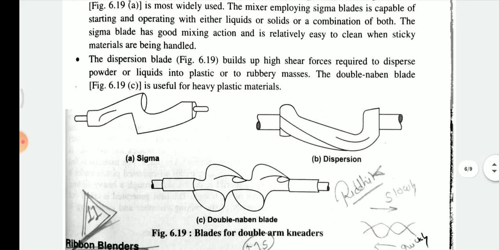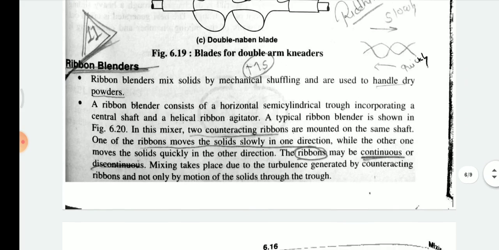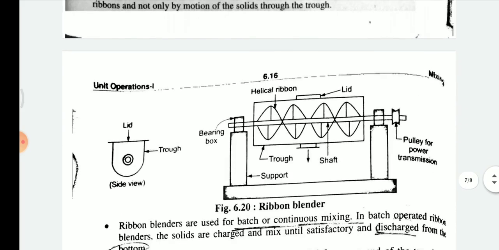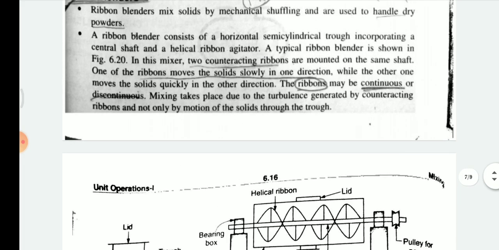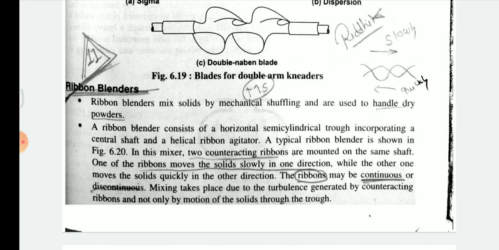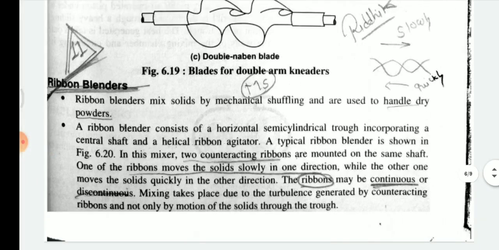Then today's topic is about ribbon blenders. So we can see the blender in this picture. Ribbon blenders mix solids by mechanical shuffling and are used to handle dry powders.